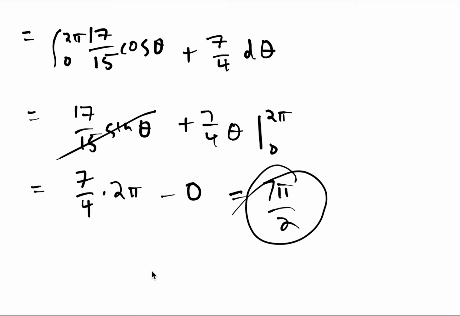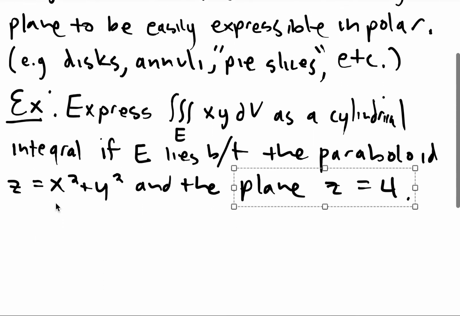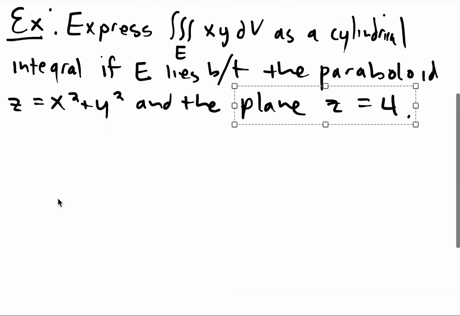Now, I did want to close on another example here just to highlight this. I've done 2 examples so far where we're dealing with cylindrical sides, and I wanted to emphasize this isn't necessarily necessary for all of the examples that we'll do. We don't have to explicitly see a cylinder involved. The key thing is just that when you project this, or when you look at the shadow of your region on the XY plane, if it looks like a polar region, this is something that's tentatively okay to do with cylindrical integrals. So, as an example here, I'm not going to have us work out the whole thing. I'm just going to have us express this as a cylindrical integral.